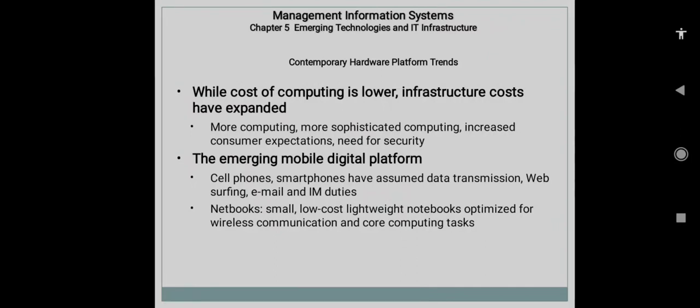The emerging mobile digital platform: cell phones and smartphones have assumed data transmission, web surfing, email, and instant messaging duties. Netbooks are small, low-cost, lightweight notebooks optimized for wireless communication and core computing tasks. Business computing is increasingly moving from PCs and desktops to mobile devices, and managers are increasingly using these to coordinate work and communicate with employees.